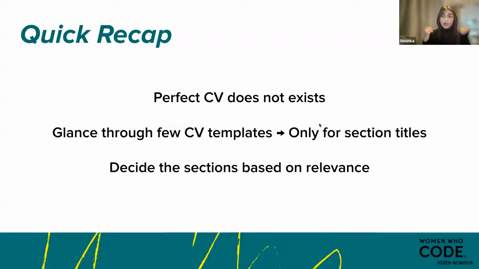Quick recap: there is no perfect CV. Glance through a few templates only for sections and not for content. We don't want to be biased by the way they have written and feel we need to copy it. Decide what sections are relevant to what you are going to write or have in your experience.